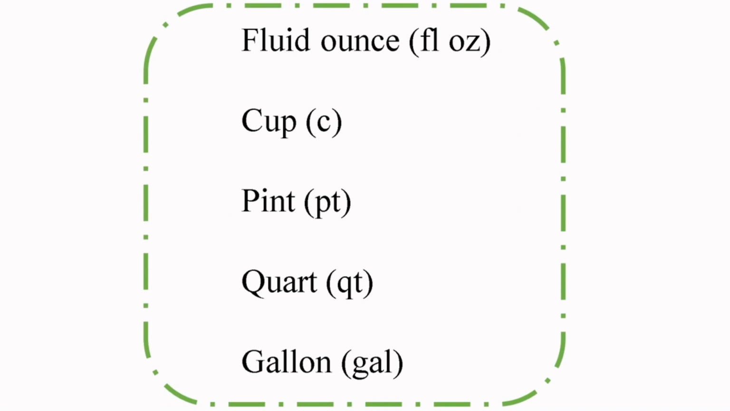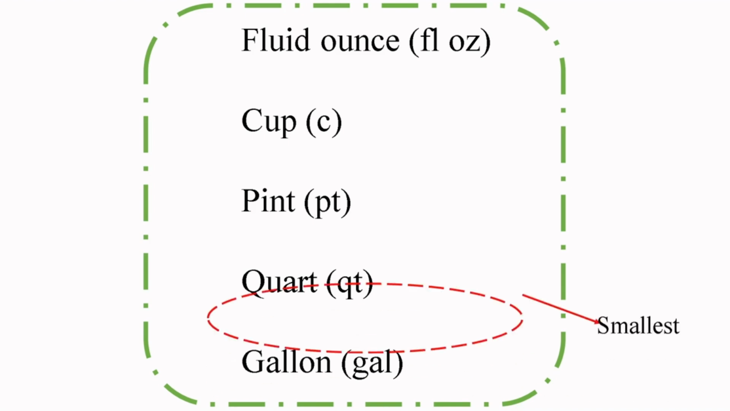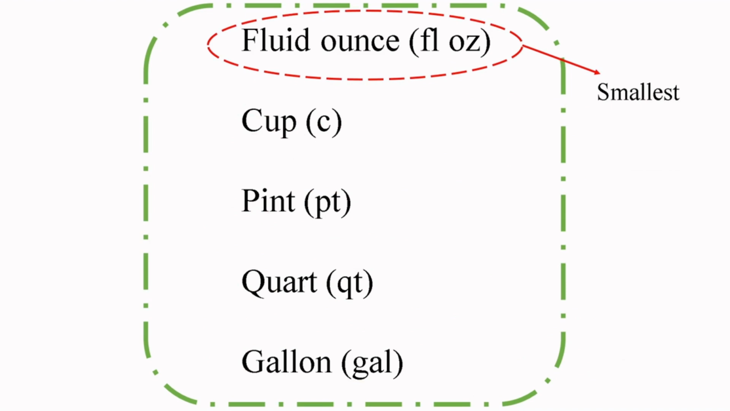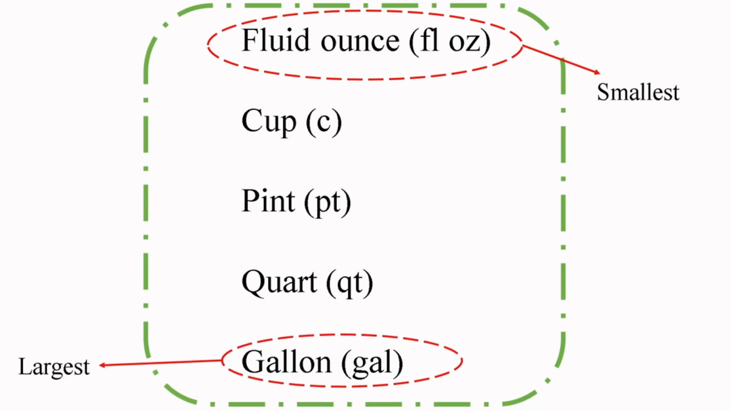The first thing that you need to learn and memorize is different units of capacity. They may be familiar to you, but you must memorize them in order. What does it mean in order? It means you must know which one is smaller and which one is larger. So as you can see, we have fluid ounces, which is the smallest unit of capacity. After that, we have cup. After that, we have pint, quart, and finally we have gallon, which is the largest unit. So if we move downward, we are going to have larger units.